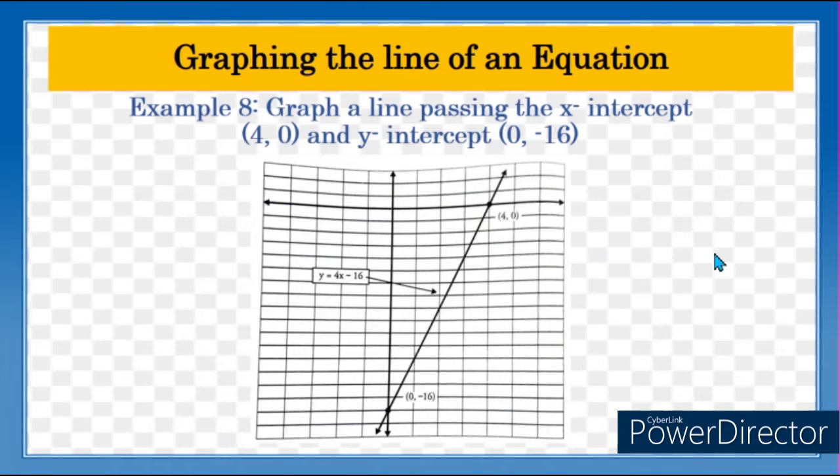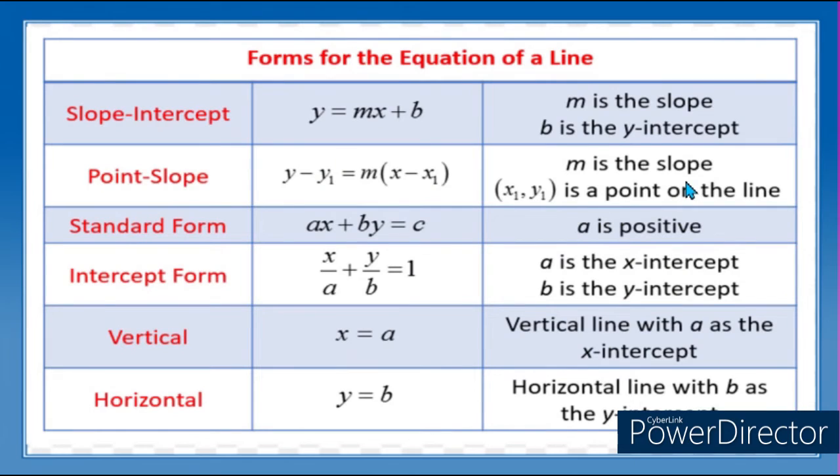Okay, so the graph of a line passing the x-intercept (4, 0) and y-intercept (0, -16) ay ganito. So, ganyan po yung itsura ng graph natin. Okay, so let's proceed to the different forms of the equation of a line.